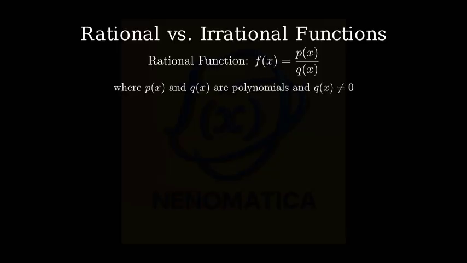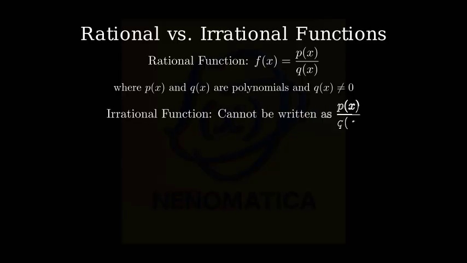In other words, a function f(x) is rational if it can be written as p(x) divided by q(x), where both p(x) and q(x) are polynomials and q(x) is not equal to 0. On the other hand, an irrational function is any function that cannot be expressed as the quotient of two polynomials. This typically happens when the function contains terms like square roots, cube roots, or other non-polynomial expressions.